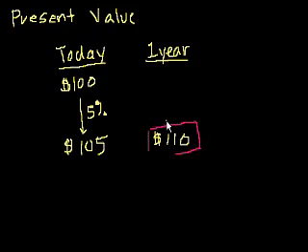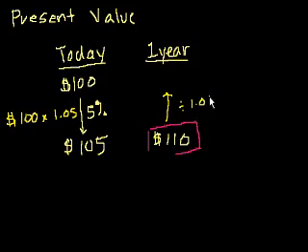If we have a certain amount of money and we want to figure out today's value, what could we do? Well, to go from here to here, what did we do? We essentially took $100 and multiplied it by 1 plus 5%. So that's 1.05. To go the other way, to say how much money, if I were to grow it by 5%, would end up being $110, we'll just divide by 1.05.